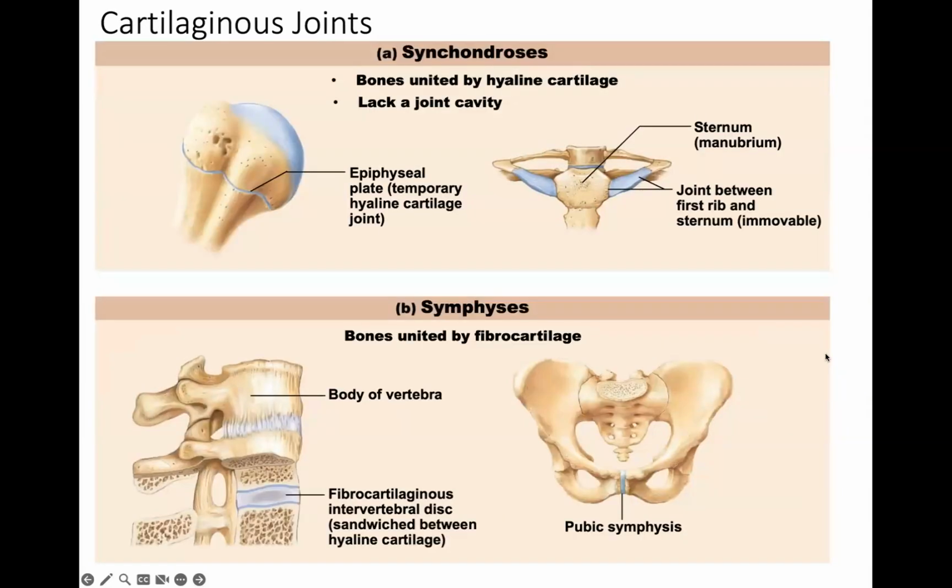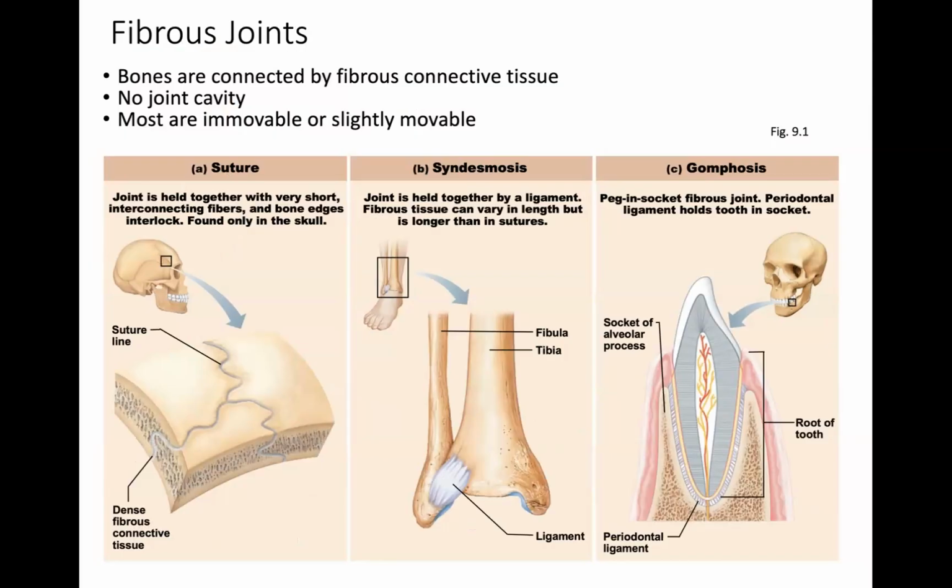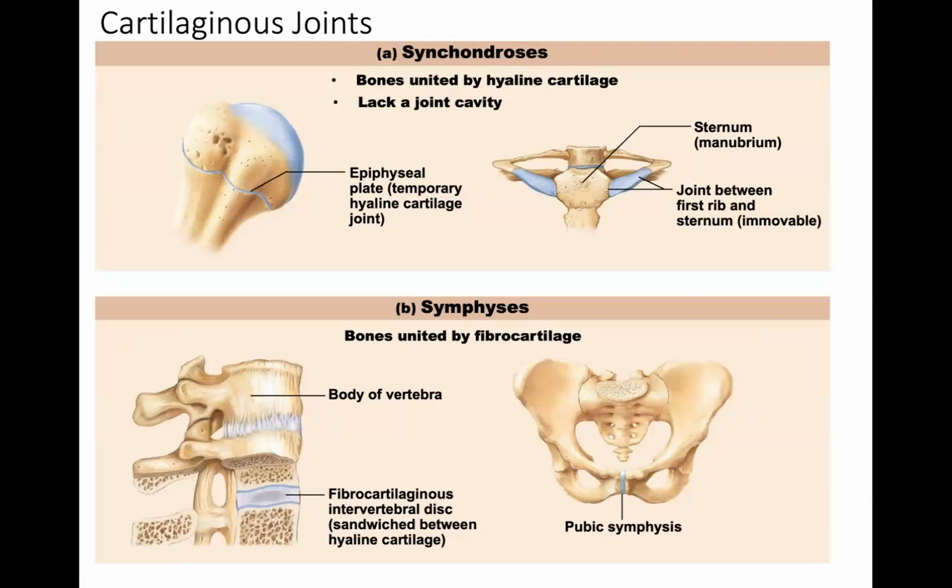Now we move into cartilaginous joints. Okay, so again, those were fibrous joints; these are cartilaginous joints. Again, they lack a cavity, but they're filled with hyaline cartilage. So for example, our epiphyseal plates. We're going to learn about this in block 2. Our ribs don't have a direct connection to our sternum. Instead, they have this hyaline cartilage piece that helps indirectly join them together.